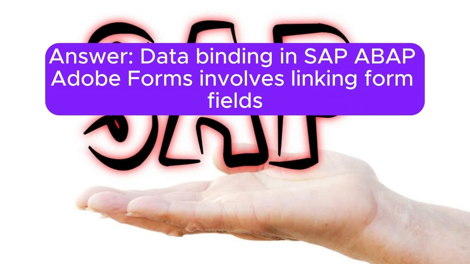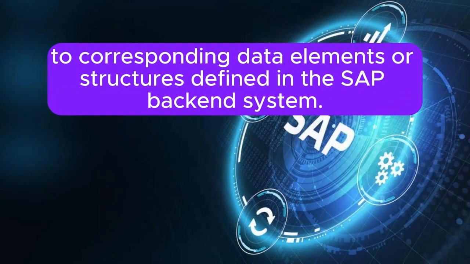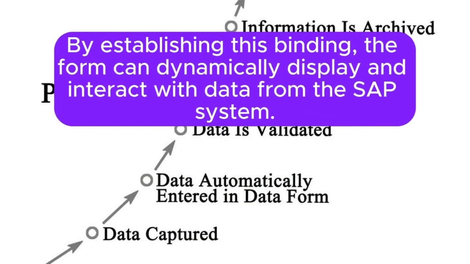Answer. Data binding in SAP ABAP Adobe Forms involves linking form fields to corresponding data elements or structures defined in the SAP backend system. This is typically achieved using form context nodes and elements, which map to specific fields or tables in the SAP data model. By establishing this binding, the form can dynamically display and interact with data from the SAP system.